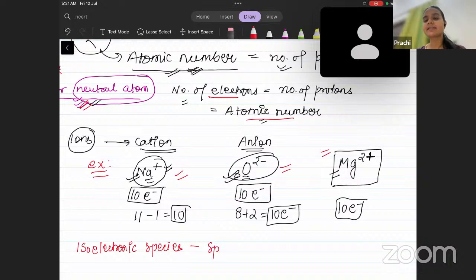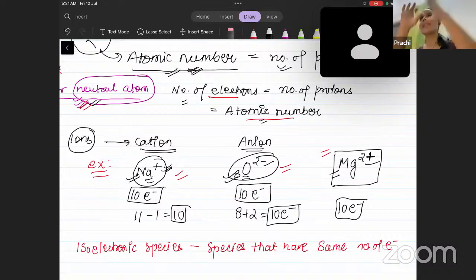So the species that have the same number of electrons. You have to count the total number of electrons. Don't just simply look at the charge. Correct? You have to calculate the total number of electrons, which you will get by doing your calculations, right?